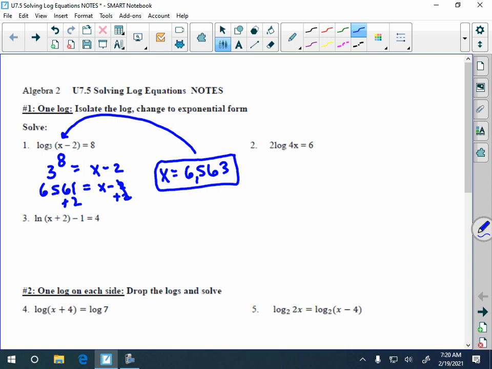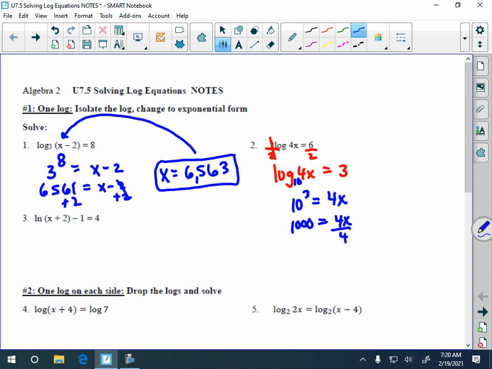All right, number 2, we have a 2 being multiplied to the log, so the first thing we do is divide both sides by 2. So we get log 4x equals 3. We've isolated the log, and now we want to change to exponential form. The base gets written first, and in this case there is no base written, so we have to remember it's an automatic 10. So that's 10 to the third equals 4x. And 10 to the third is 1,000.